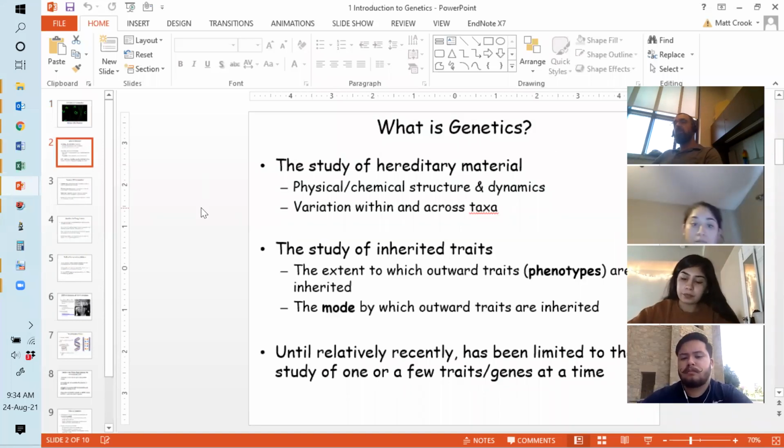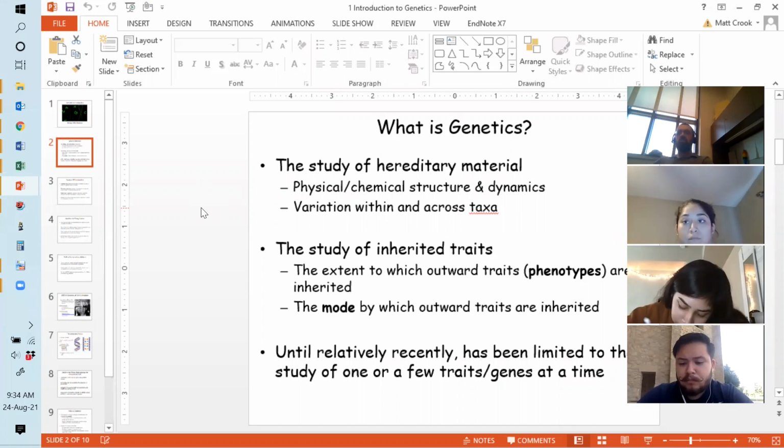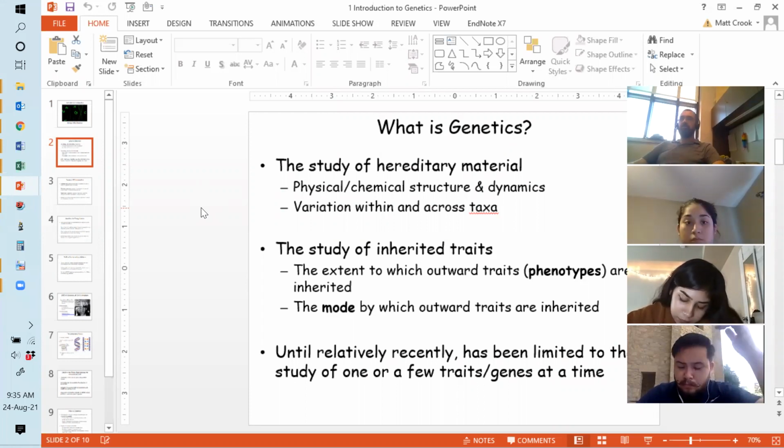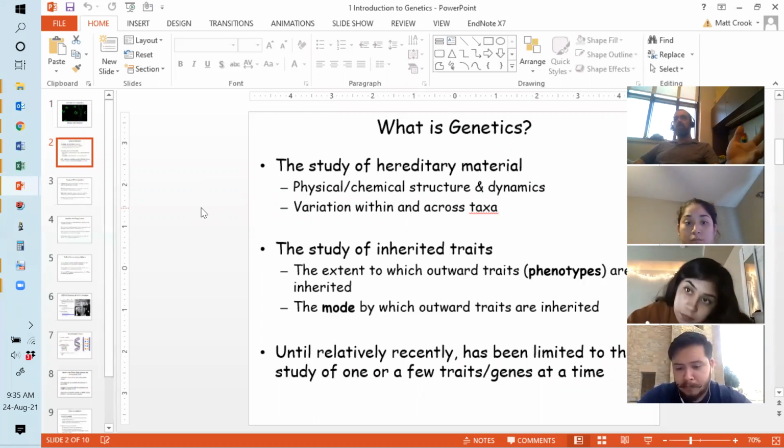Okay, so in terms of what we mean by genetics, there's really two aspects to genetics. I've got this cool chair which lets me swivel, so try not to make you dizzy. One is what I like to call the nuts and bolts. I like working with my hands. I'm very much a mechanic, machinist type person.